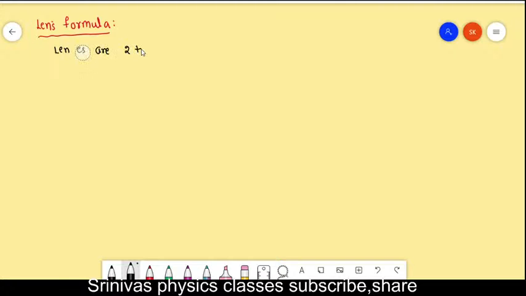The first one is the convex lens and the second one is the concave lens. How will a convex lens and a concave lens be formed? The convex lens and the concave lens are parts of spheres. The convex lens is thicker at the middle and thinner at the edges. The concave lens is thinner at the middle and thicker at the edges. This is about the two types of lenses we are discussing.